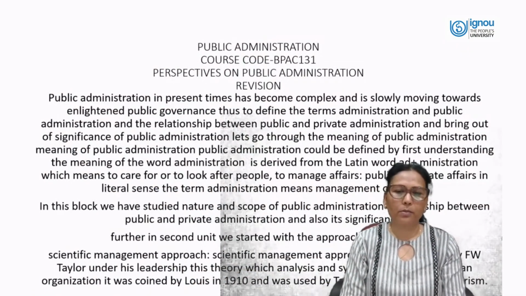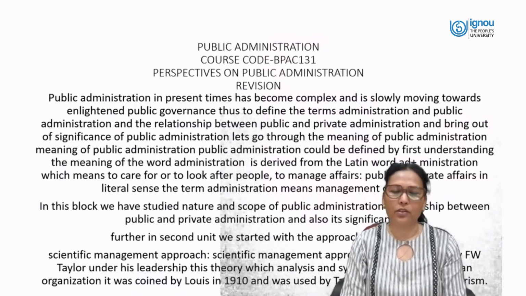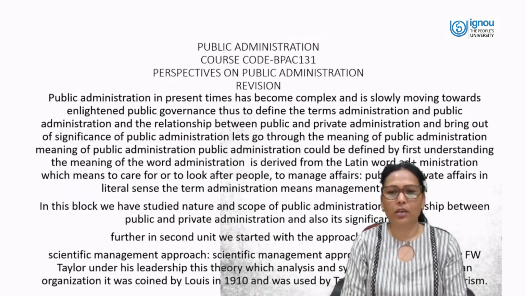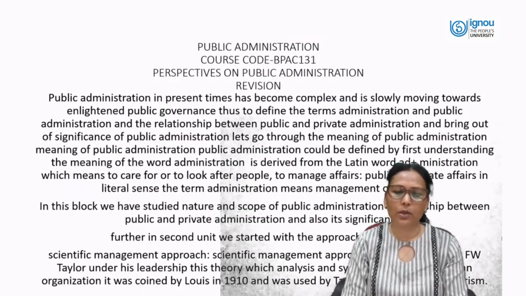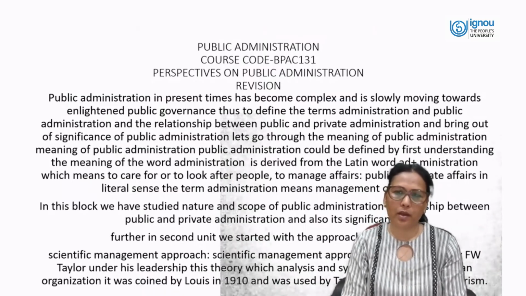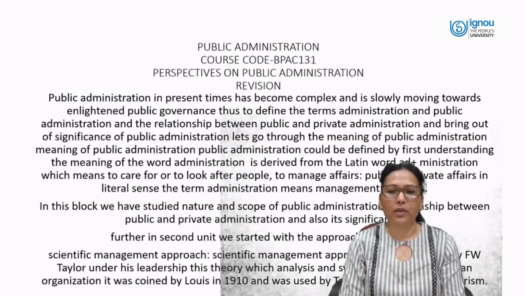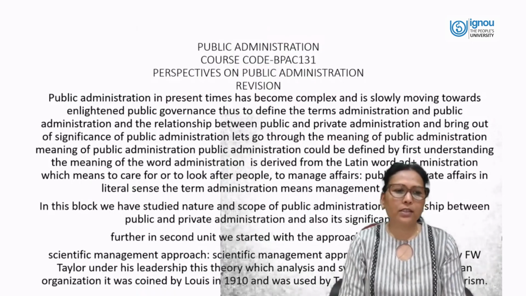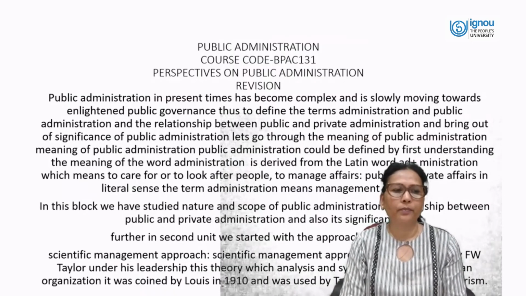This was course code BPCA 131, Perspective on Public Administration. This session is the revision session and we will cover all the approaches we have done so far in the previous classes. So we will start with the revision.